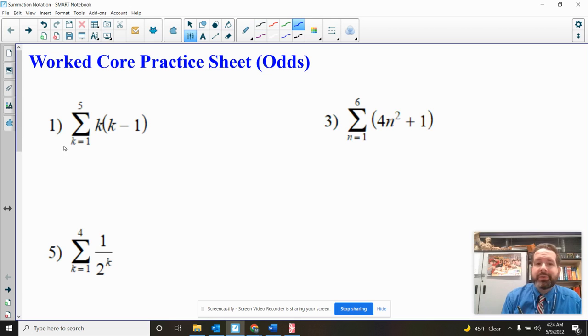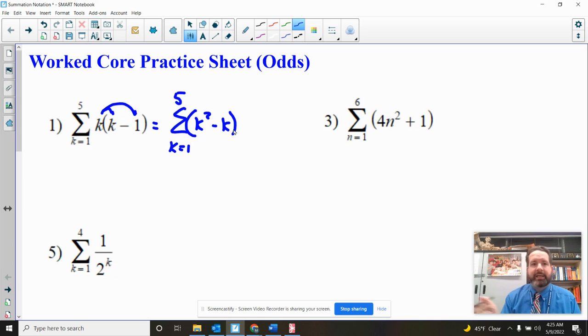Now, you can do this with it here in its factored form. I think it's maybe going to be easier if we multiply this k through the parentheses. So k times k is k squared, k times 1 is k, and that's just the way I would prefer to set this all up. So here we go. Start with the 1 in there. So 1 squared minus 1. Well, that's 1 minus 1. That's 0. Not super exciting.